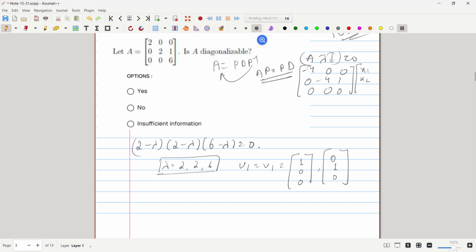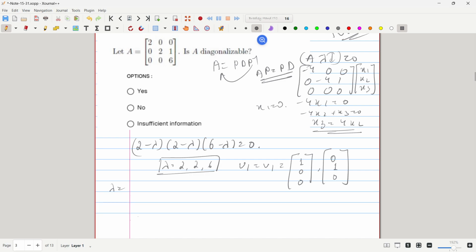And x1, x2, x3. So minus 4 x1 is equal to 0. Minus 4 x2 plus x3 is equal to 0. And there is no x3. So I can write x3 is equal to 4x2 and x1 is 0. Here you can see that x3 is again an independent variable.